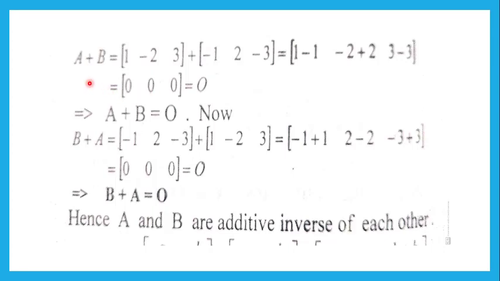Now we have found A plus B. When we added A with B, it equals 0. Now we also have to find B plus A. We need to verify whether B plus A also equals 0 or not. So first of all, we will write matrix B and then plus matrix A, and then we will add these two matrices. Again we get the answer 0 0 0. Hence A and B are additive inverses of each other. Therefore these two matrices are additive inverses of each other.